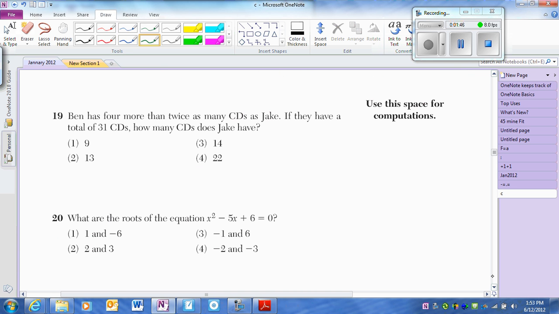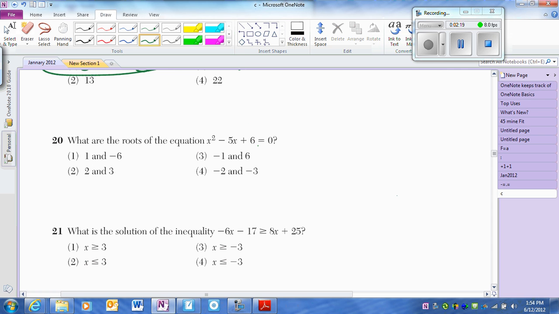Ben has four more CDs than twice as many as Jake's. If they have a total of 31 CDs, how many does Jake have? So these are Jake's. Ben has four more than twice. So if I double that and add four more, that gives me 18 plus 4, which is 22. 22 and 9 is 31. There's my answer. I could have gone through all these twice that. That's 28 plus 4, that's 32, but then I add them together and that makes sense.